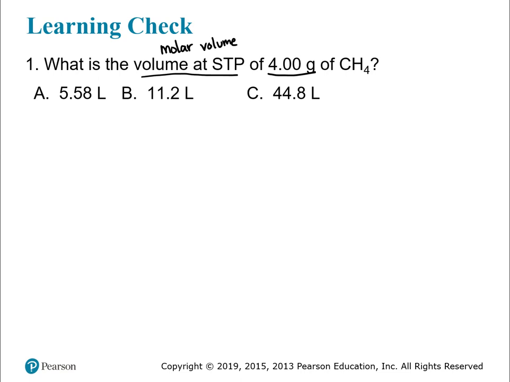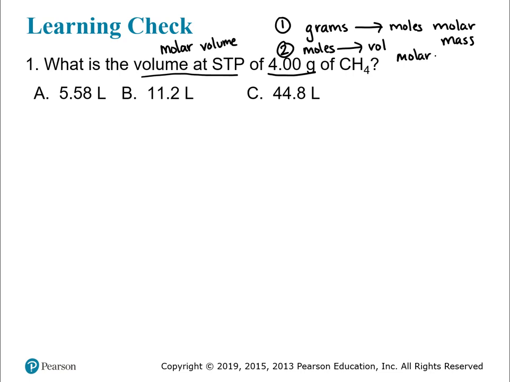You have to remember chapter 7. We can go from the number of grams to the number of moles using the molar mass. And that is the first step of our problem. The second step will be taking the moles and converting that to volume using molar volume.